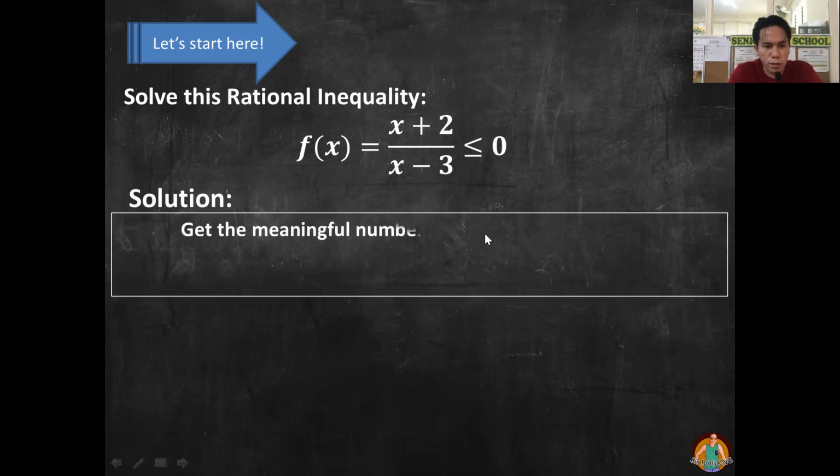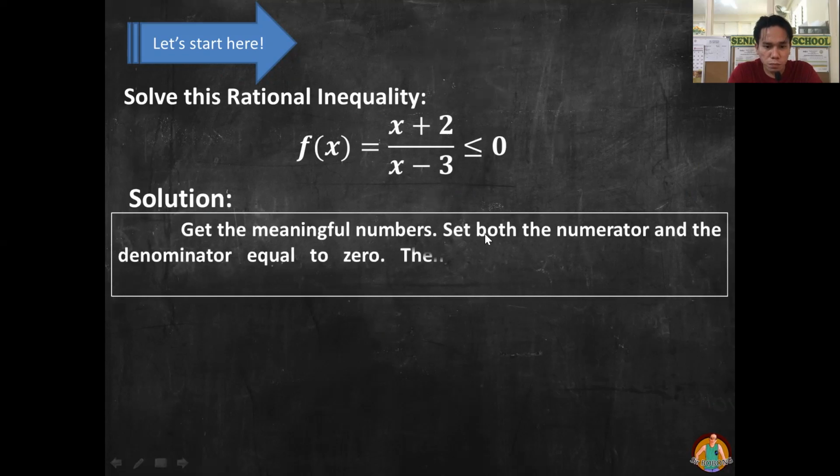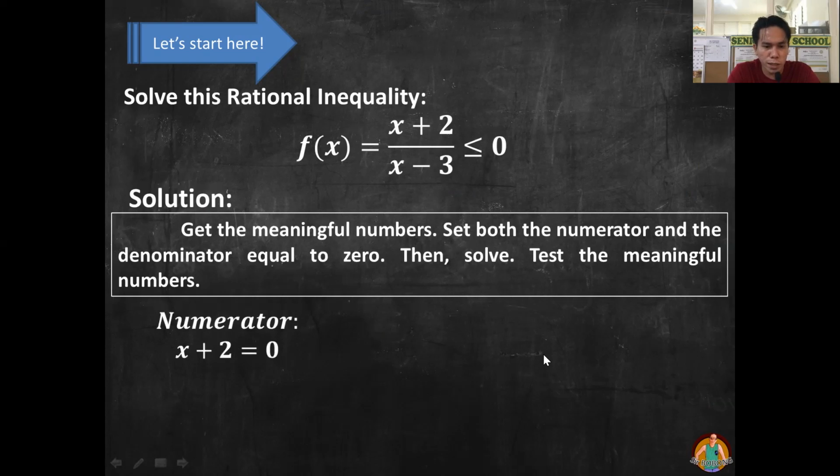So first, we are going to get the meaningful numbers, set both the numerator and the denominator equal to 0, then solve. Test the meaningful numbers. Okay? So kagaya din siya nung una. So we're going to set both the numerator and denominator equal to 0. So paano? Ito. For our numerator is x plus 2. Okay? So equate natin sa 0. So we are going to transpose positive 2, so magiging negative 2, or eliminate positive 2 by subtracting 2 in both sides. We will have x is equal to negative 2. Okay? Yan yung ating numerator.